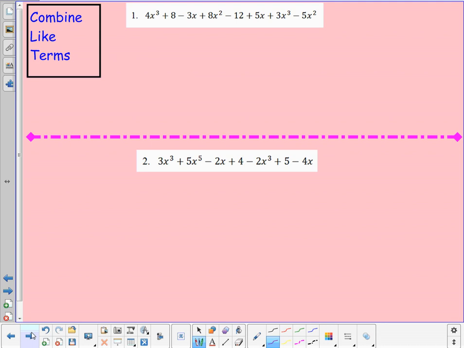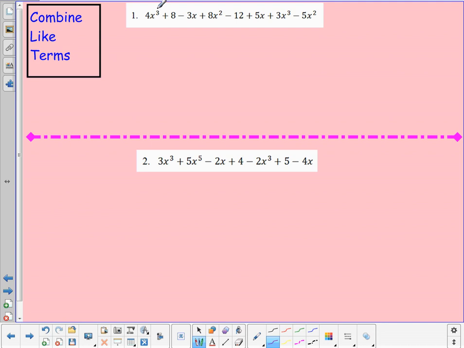Number 1, I have all those terms together. 4x to the third plus 8 minus 3x plus 8x squared minus 12 plus 5x plus 3x to the third, and so on. Tons of terms. Let's go ahead and look at combining all of these. We need to put like terms together. So I'm going to look for the largest exponent. That's always where I start.